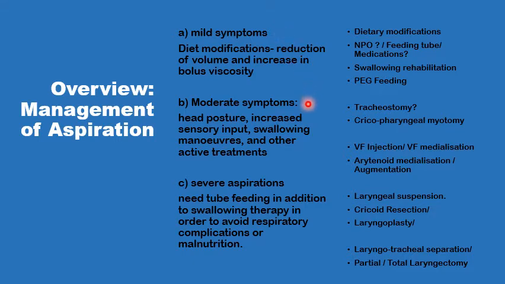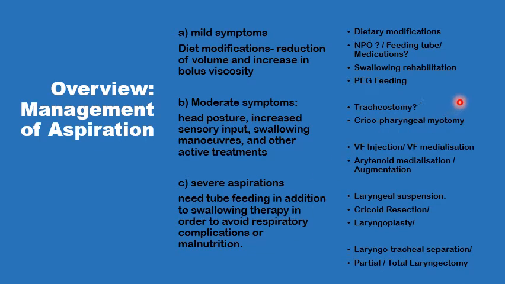Moderate aspiration would require some intervention in the form of swallowing rehabilitation, different exercises and different head positions would also help, plus the dietary modifications. But it is the severe aspiration that requires tubal feeding or is life-threatening, that requires surgical intervention.